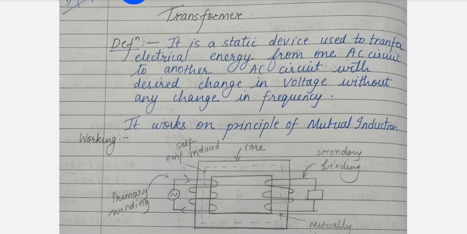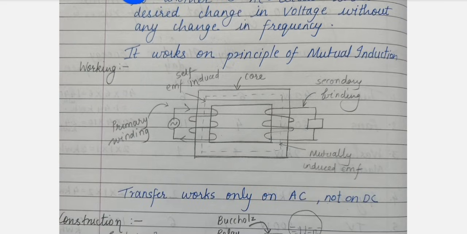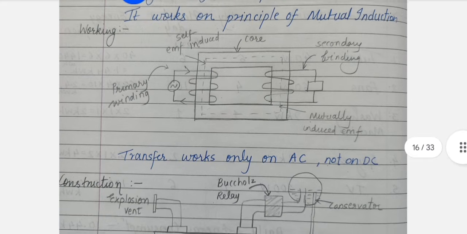It is simple. It is a static device used to transfer electric energy from one AC circuit to another AC circuit. Just remember the AC circuit as a box: two boxes are there and you have to transfer energy between them. That is nothing but the work of a transformer. We can change the voltage, but we cannot change the frequency, remember, and it works on the principle of mutual induction. So if a short note about the transformer is asked, you can mention these things.